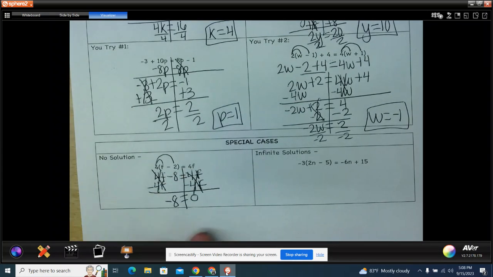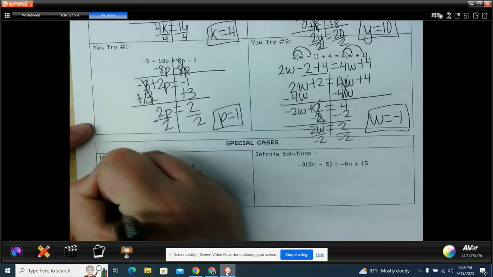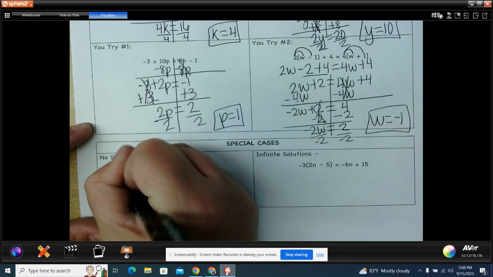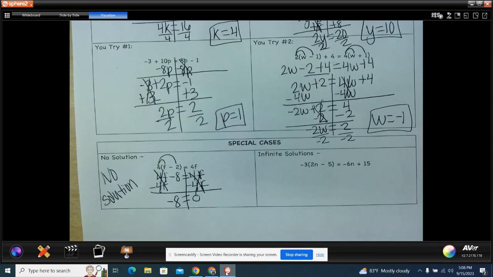So when we're down to two answers like this, it's called a no solution, which means there's no answer. This means this problem does not work and it's not going to give me an answer because they are two different answers. So this is no solution.